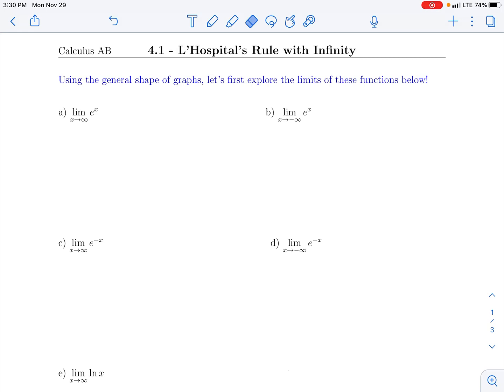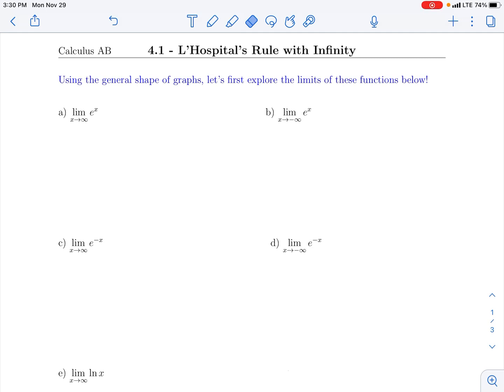Alright, so we looked at the general shape of the graph of polynomial and power functions back in Unit 1 to figure out what the limits of those functions were as x approaches infinity or negative infinity. So now I'm just adding on an extra layer. I'm adding on the limit as x approaches infinity or negative infinity of exponential functions and then logarithmic functions.